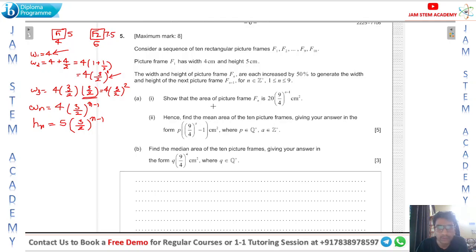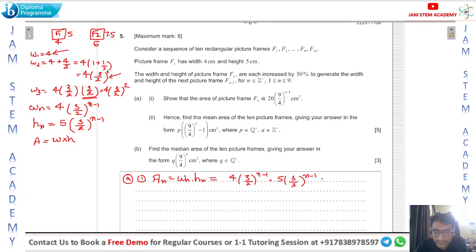It says show that the area of the picture frame Fn, the nth frame, will be this much. So in order to find the area, we know that the area of a rectangular frame is given by width times height. So here I can simply say for the nth frame, let's say An is the area of the nth frame. I have to multiply the nth width with the nth height. Here, it is 4 times 3 by 2 raised to the power n minus 1 multiplied by 5 times 3 by 2 raised to the power n minus 1.